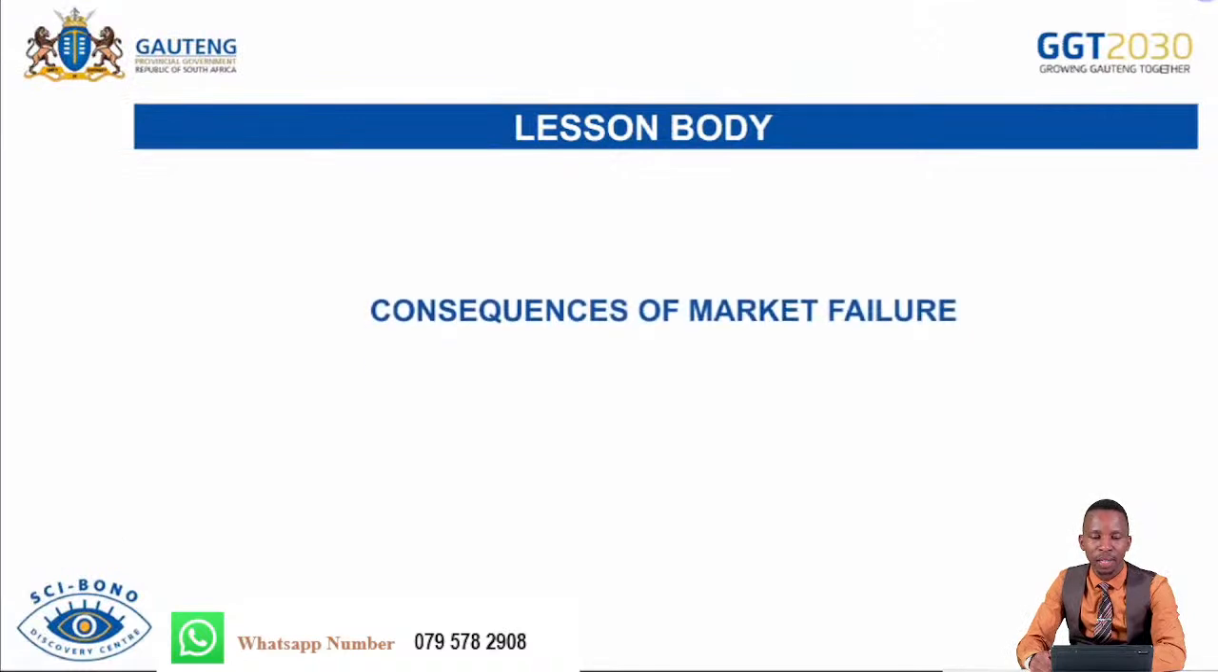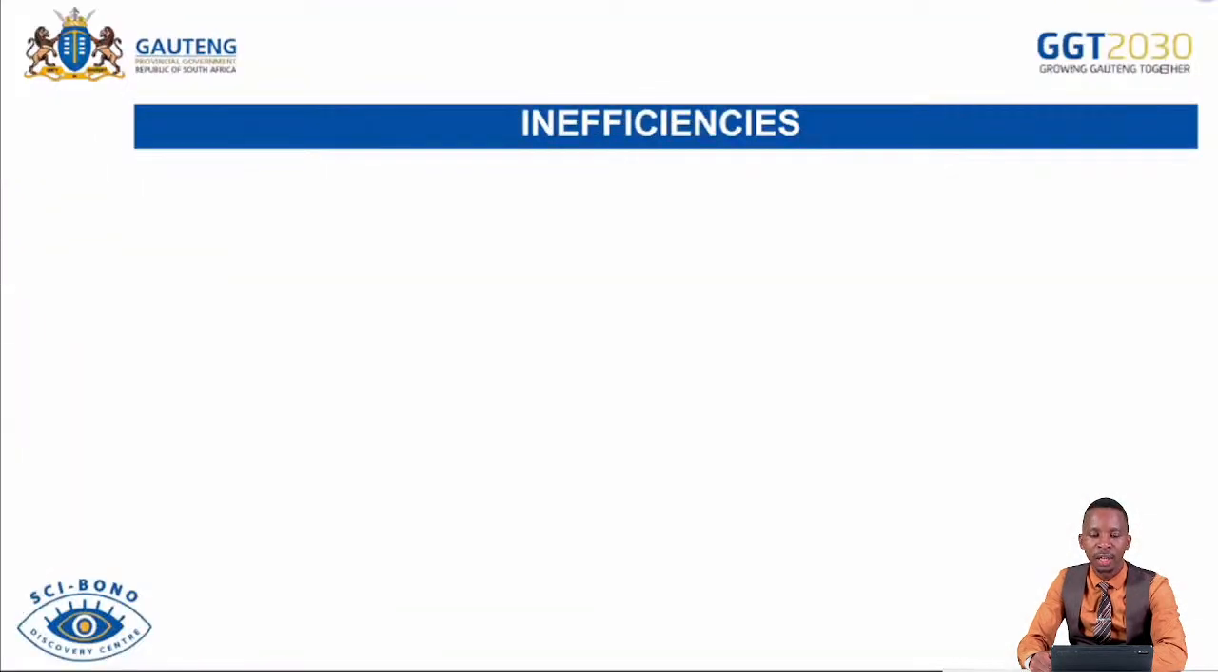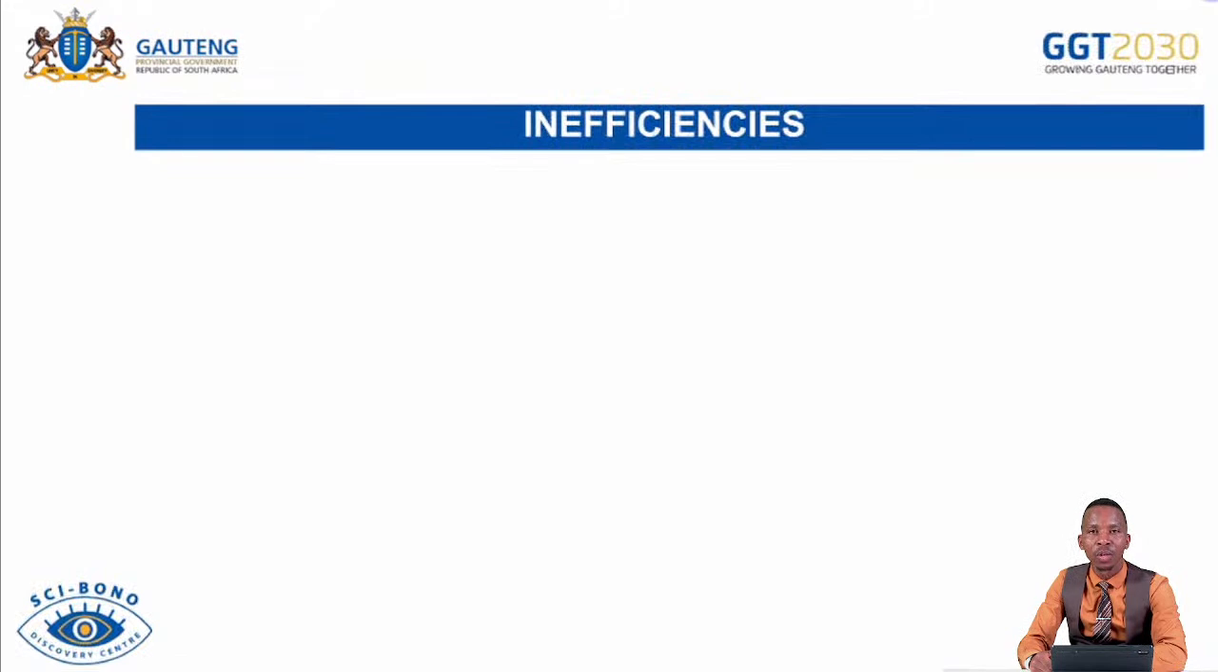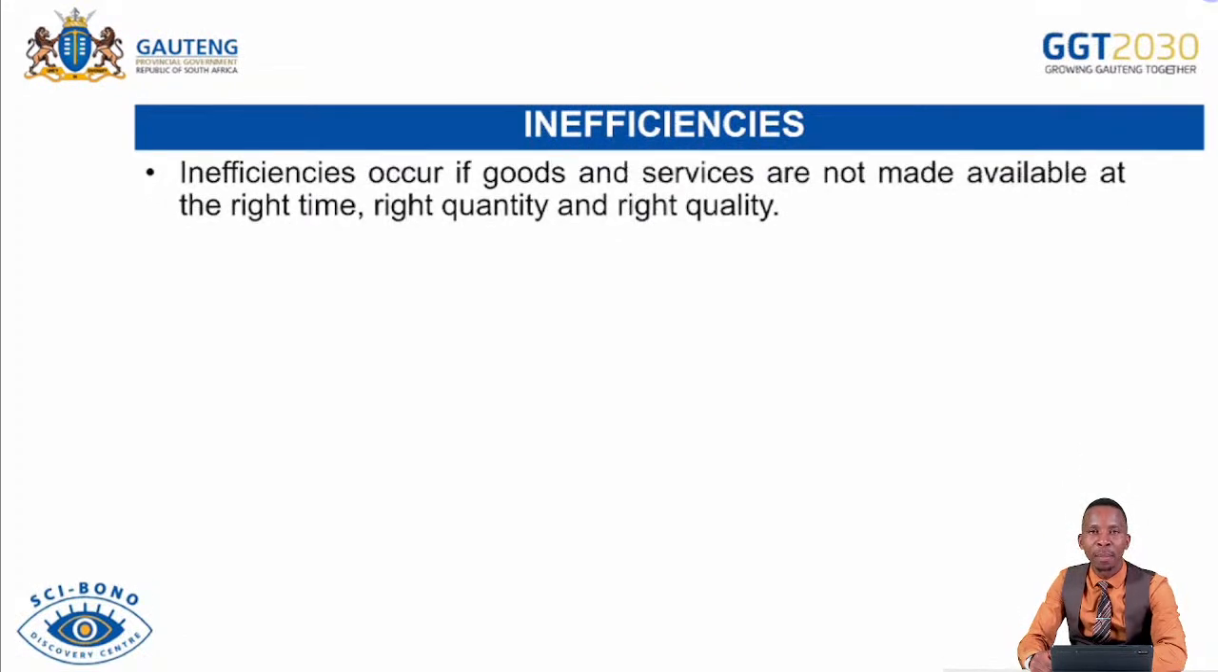This is the body of the lesson, the consequences of market failure. If we talk about the consequences of market failure, we talk about the effects of market failure: after the market failure has occurred, what happens then? More details will be given. The first one is inefficiencies. If market failure has occurred, we come across inefficiencies that can be divided into three. We have allocative inefficiency, productive or technical inefficiency, as well as Pareto inefficiency.